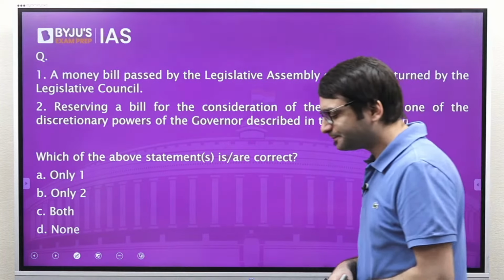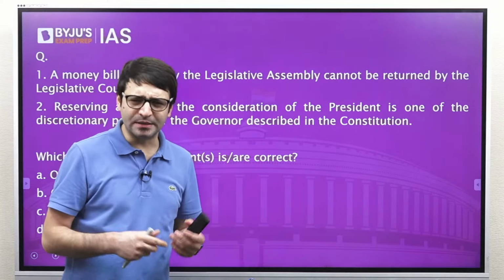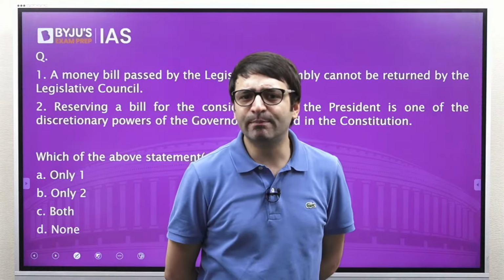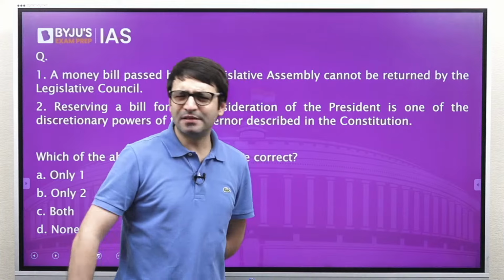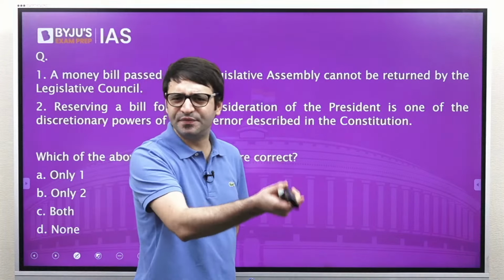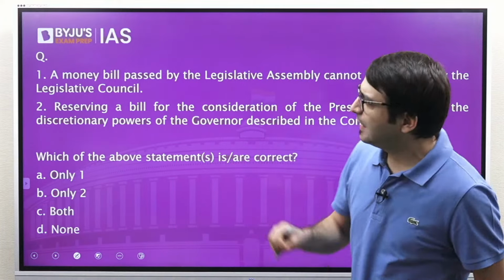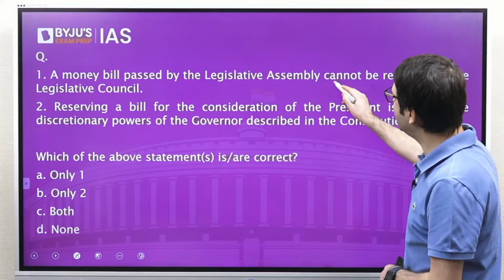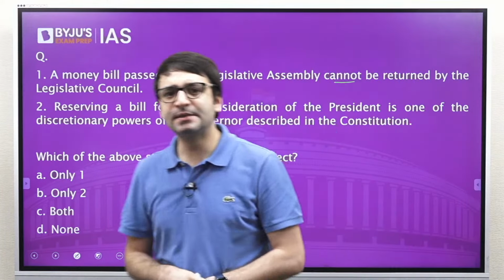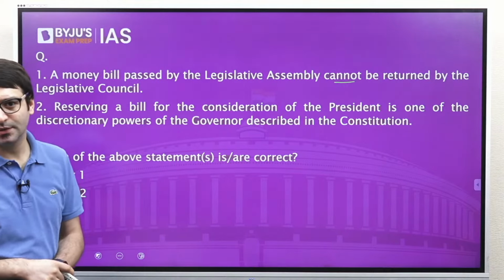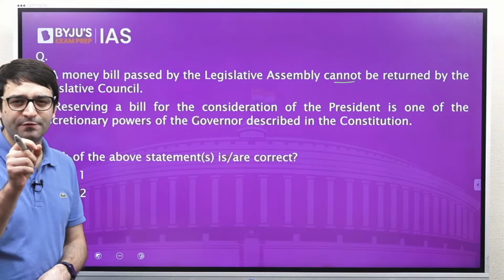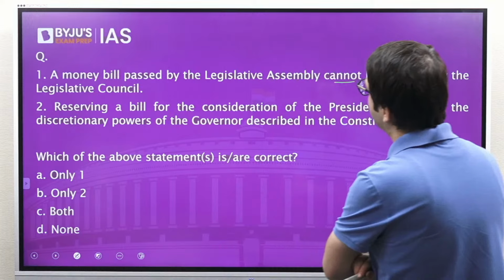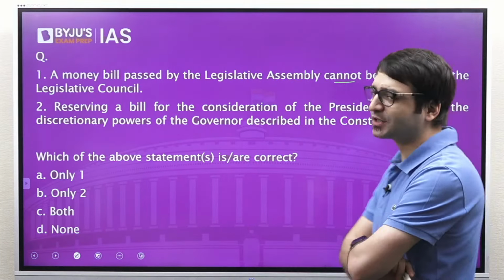Let's look at another question. And this is where some of the bills passed by the Legislative Assembly have not been decided upon, signed by the governor. This is the controversy in Tamil Nadu, and we have seen it in other states as well. A money bill passed by the Legislative Assembly cannot be returned by the Legislative Council. Is the statement correct or incorrect? I'll give you 15 seconds to ponder over this statement. What do you think?